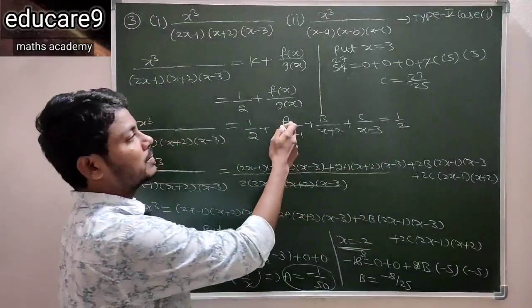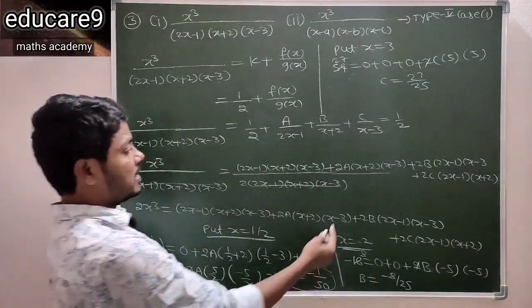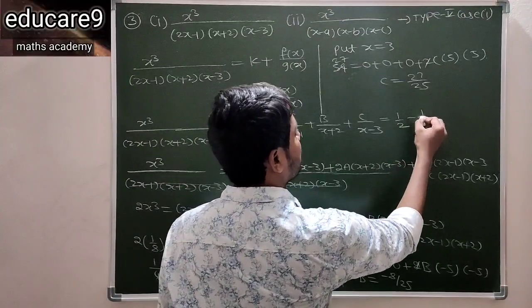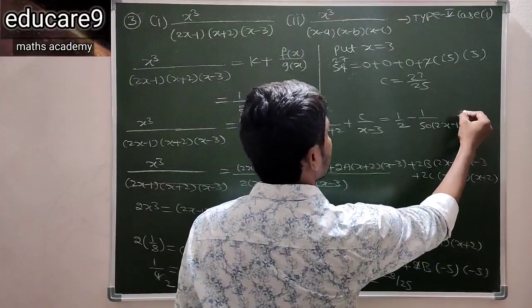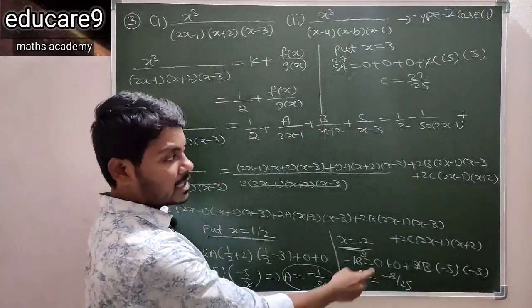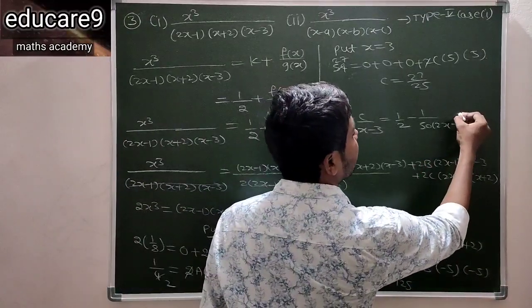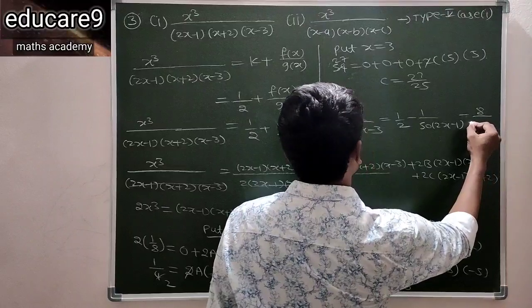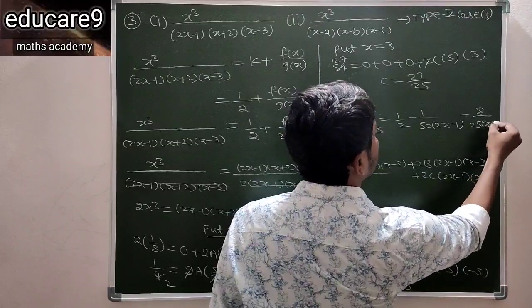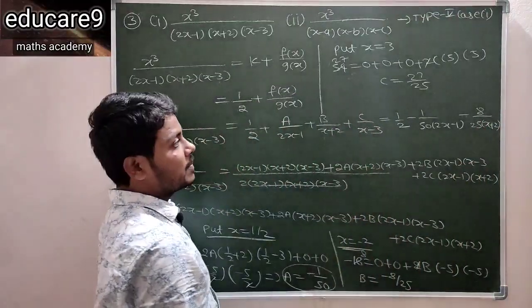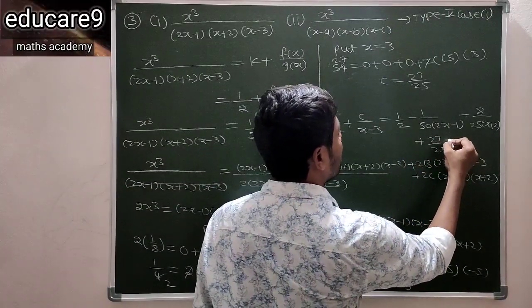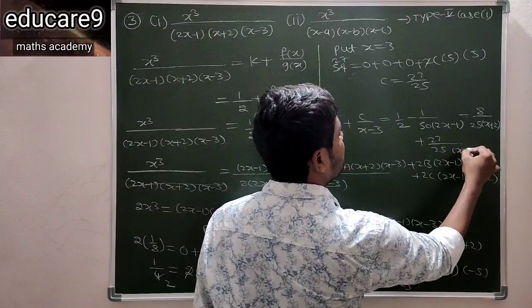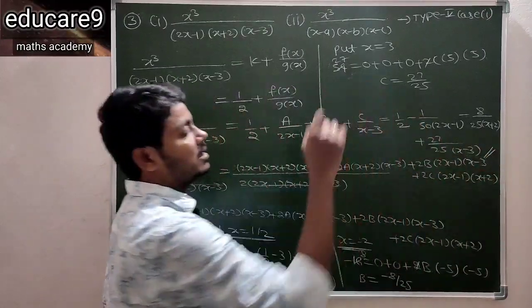What is a value? Minus 1 by 50. So minus 1 by 50 into 2x minus 1 plus b value minus 8 by 25. So here also you will get minus 8 by 25 into x plus 2. Next c by x minus 3 plus 27 by 25 into x minus 3. So this is the required answer.